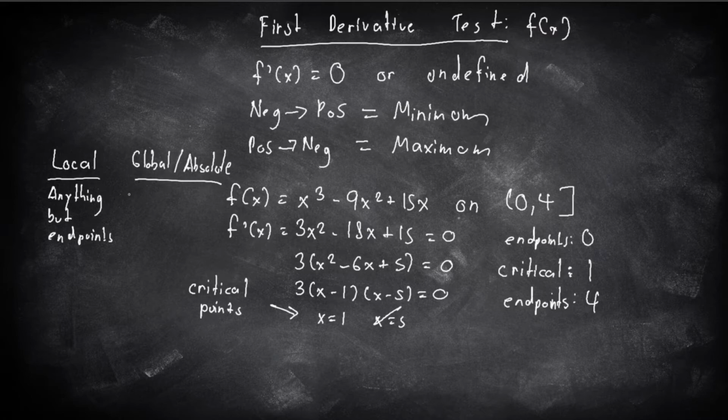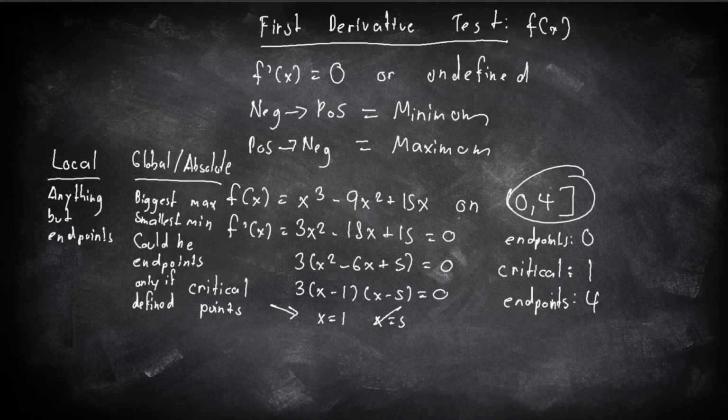Now for global, this is either the biggest value, so the biggest maximum, or the smallest value, which is the smallest minimum. So what about endpoints? Well, it could be endpoints only if defined. This interval really means x is greater than 0 and less than or equal to 4. It includes 4, that's why it's less than or equal to 4, but it cannot equal 0 because that's why it's greater than. So this endpoint is defined and this one isn't. If it's an inequality with an equal sign, less than or equal to or greater than or equal to, then it's defined. If it's just less than or just greater than, then those are not defined. So this could be a global, but this cannot be a global.